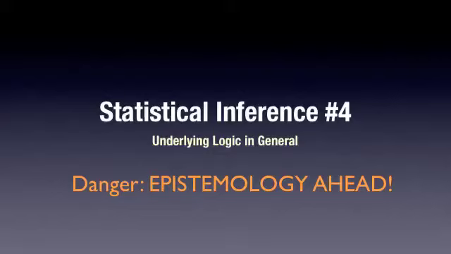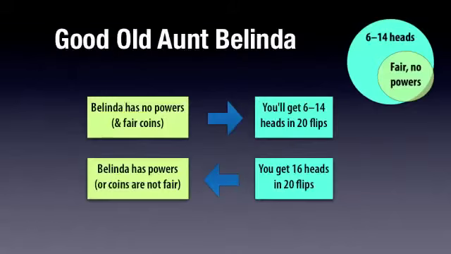Okay, here we go. Statistical inference number 4. We've already looked at the underlying logic of Aunt Belinda. Here comes underlying logic in general, though we will not leave Aunt Belinda behind. And of course, look out, philosophy's a-comin', to remind us about good old Aunt Belinda.